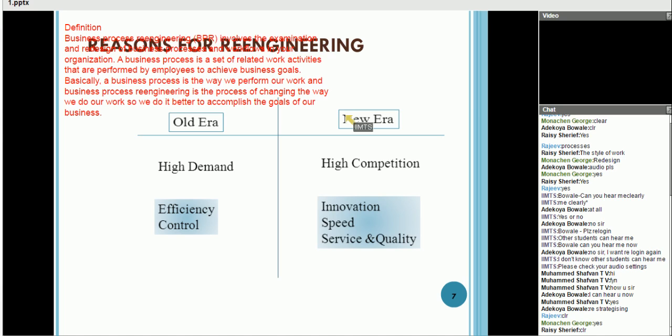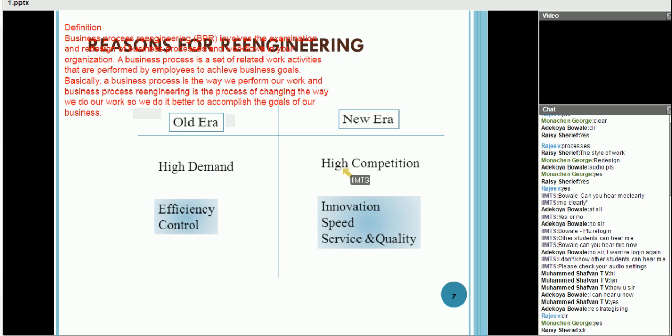Now let's see the reasons for re-engineering. From the old era and the new era point of view: in the old era, we had high demand, but now we have high competition. In the old era, we had efficiency control, but now we need innovation, speed, service, and quality. So you can see the difference between the old era and the new era.